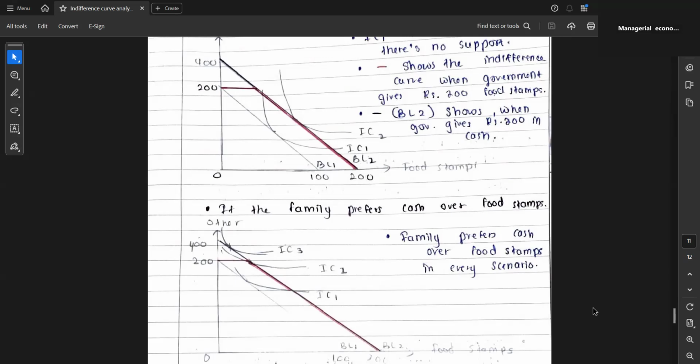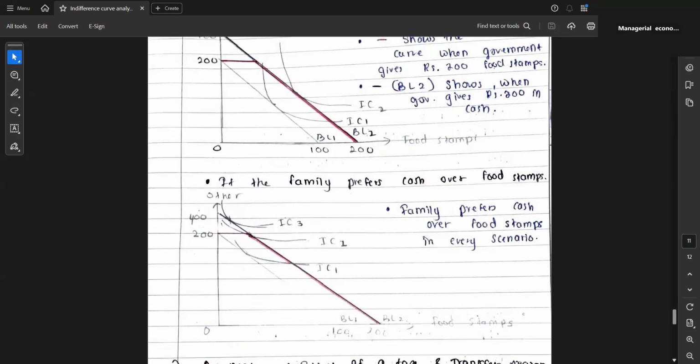Then the third policy, you get cash 200. So now you have both. You can increase the consumption of both of these products. So the budget line has now moved to the black budget line, that is budget line 2. And you can increase your utility level. You can go to a higher utility level.